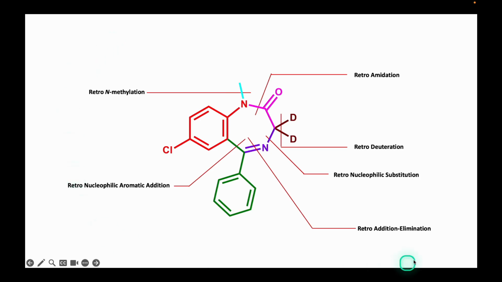In summary, the main disconnections are shown here. In the following video, the resulting synthesis will be presented.